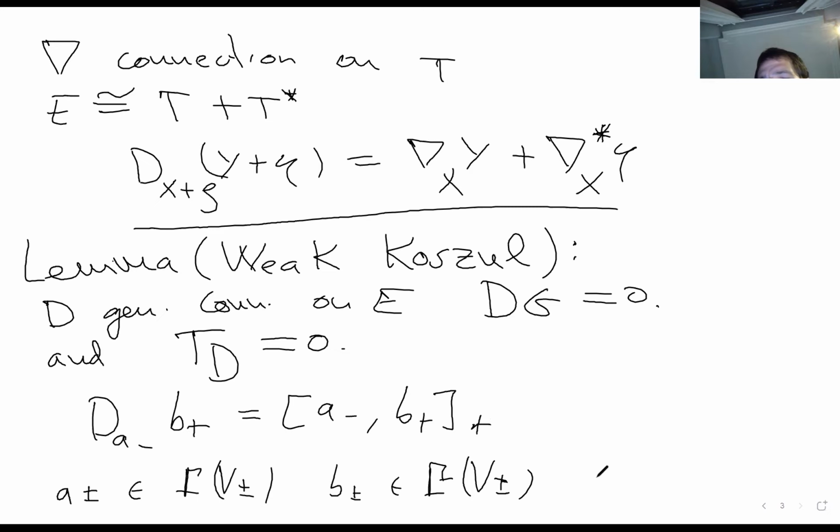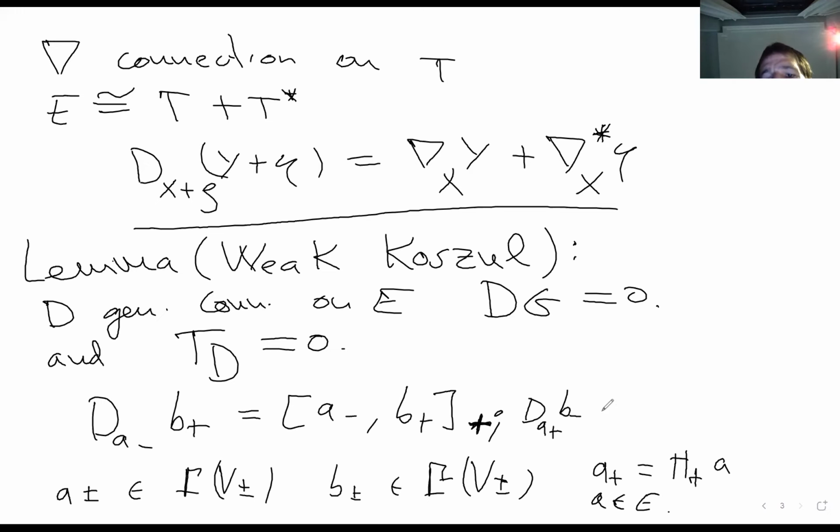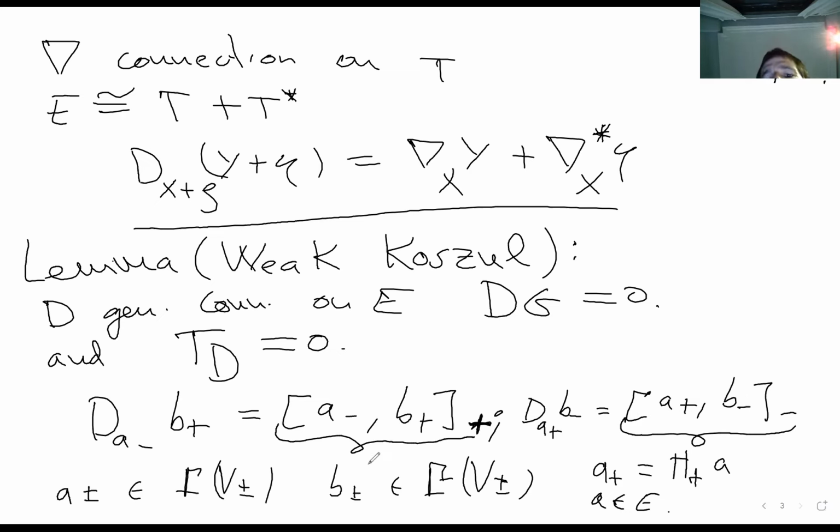So here, whenever I write a sub plus, I mean the projection into the plus component. So A plus is the projection into plus of some A. Okay, and similarly, this is one formula. The other formula is that D A plus B minus equals P plus of the Dorfman bracket of A plus and B minus. And these operations here are just constructed out of projections into the plus and minus bundles. So P plus minus are the orthogonal projections into B plus minus, and the Dorfman bracket.